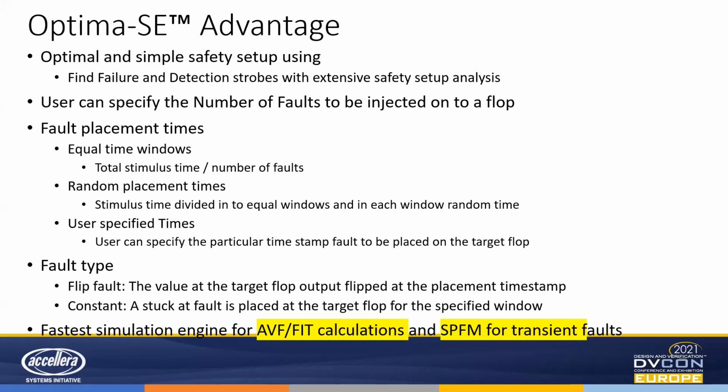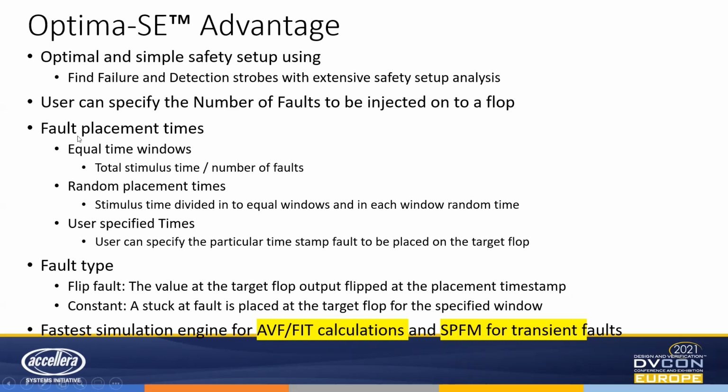As you all know, a fault injected at the initial stages might not propagate, but a fault injected at some windows can reach the failure strobe. So you need to make sure the faults are injected across the simulation window and see whether they violate the safety goal or not.